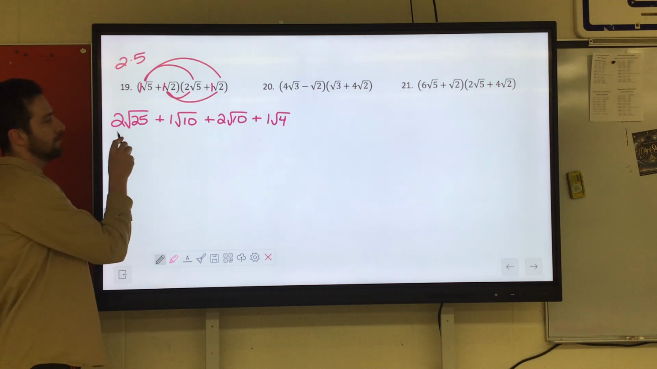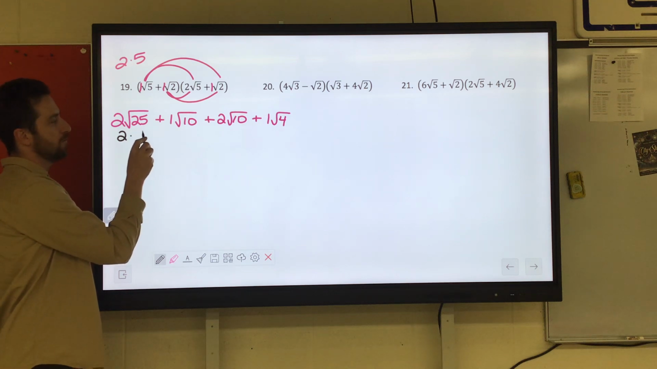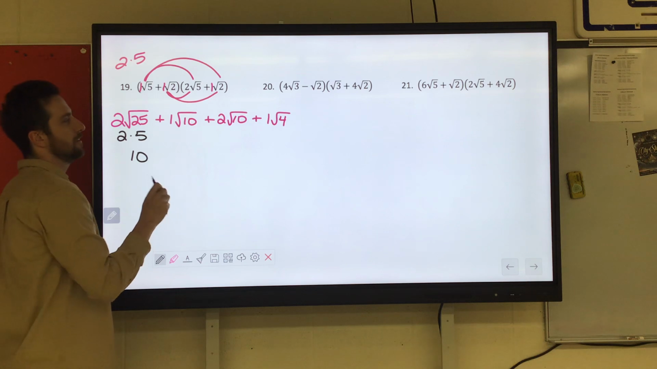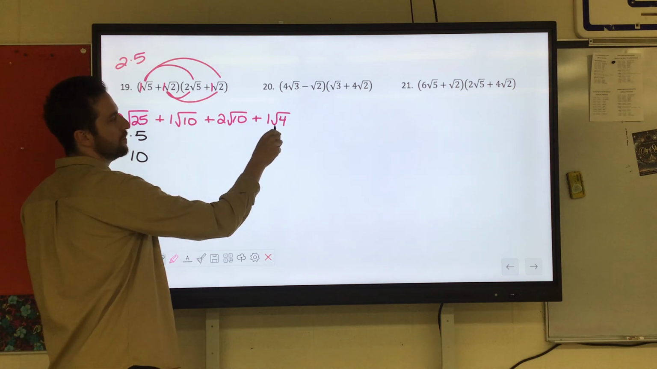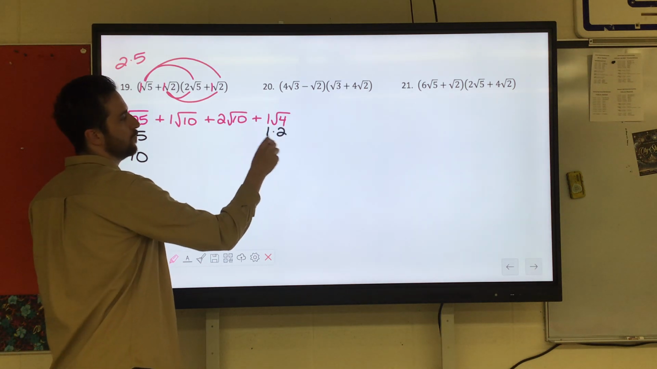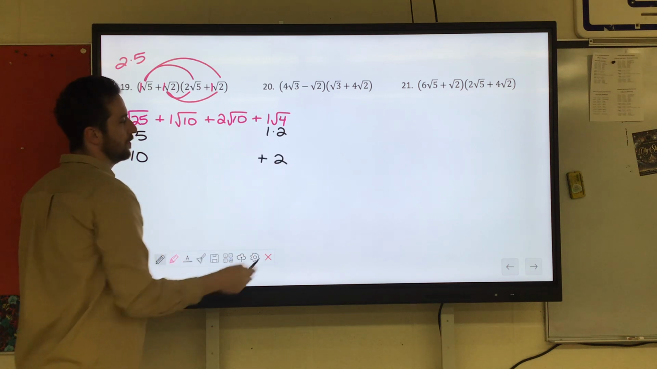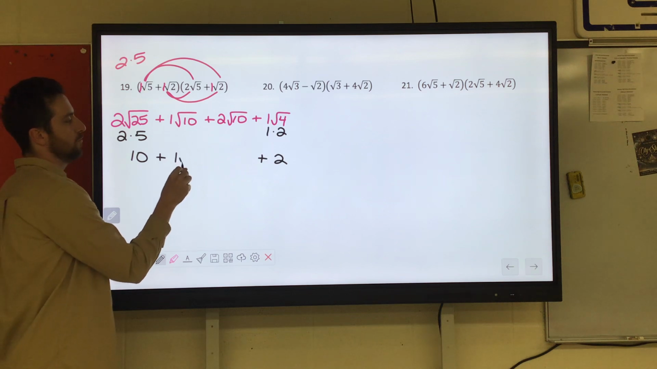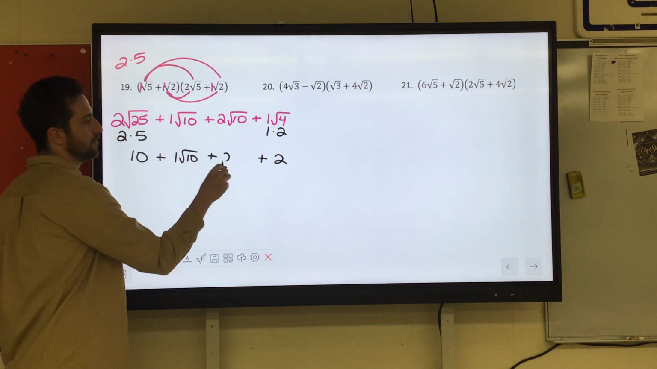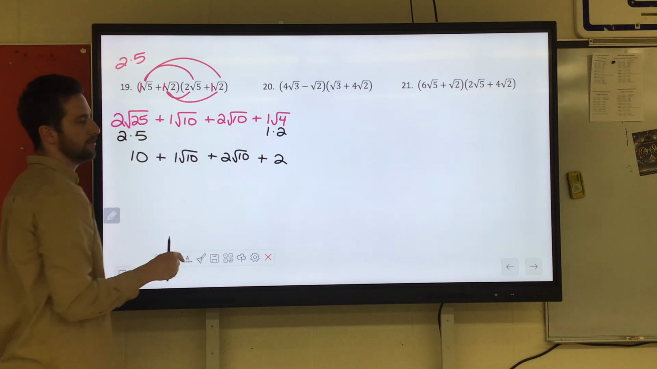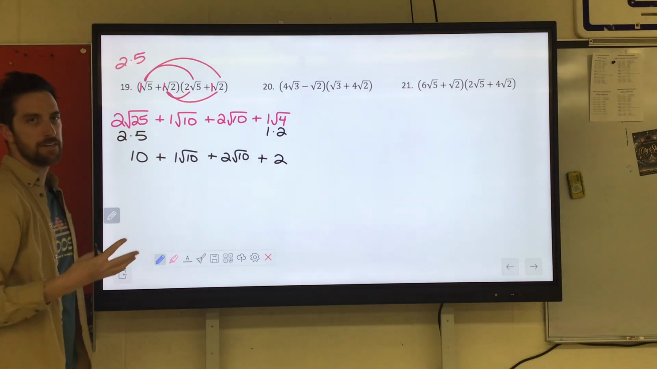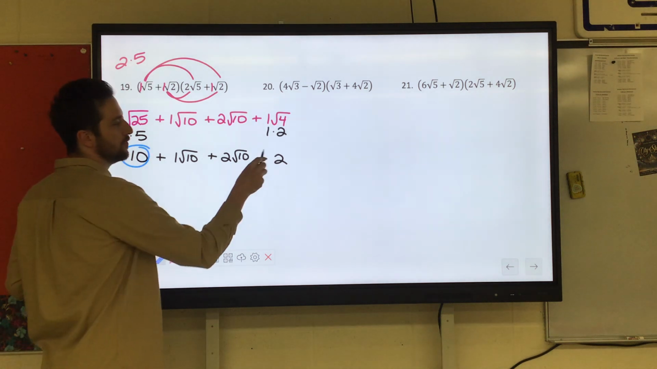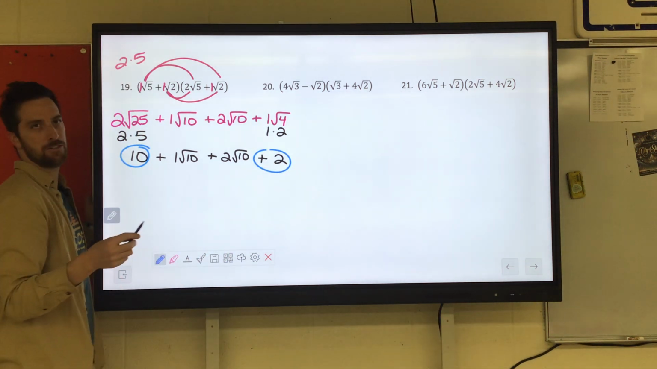All right, here. 2 times square root of 25 is 5. 2 times 5 is 10. Look at the back end. 1 times square root of 4 is 2. 1 times 2 is 2. So that's all I cleaned up so far. So we have 10 plus 1 root 10 plus 2 root 10 plus 2. Now we're looking for some like terms. I could do 10 plus 2 all day, dude. 10 plus 2 is 12.